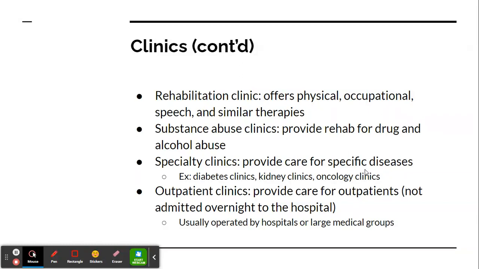Substance abuse clinics is where we see rehabilitation for drug and alcohol abuse. Specialty clinics are going to be based on their specific disease, so whether it's a diabetes clinic or a kidney clinic. And then our outpatient clinic, very similar to a surgical center, but they may not be doing surgery. So they're doing care, whether it's x-rays or labs, for people without being admitted to the hospital, but they're usually part of a hospital or larger group.